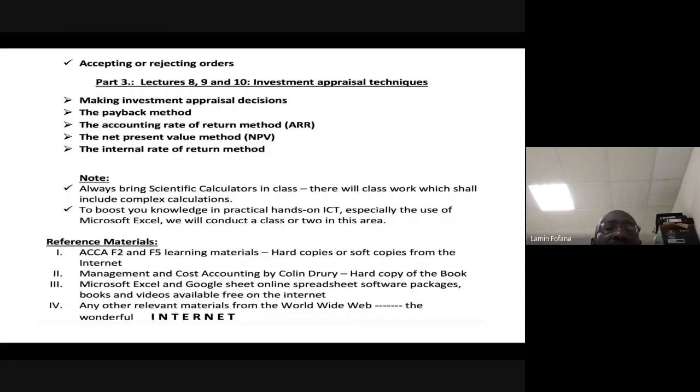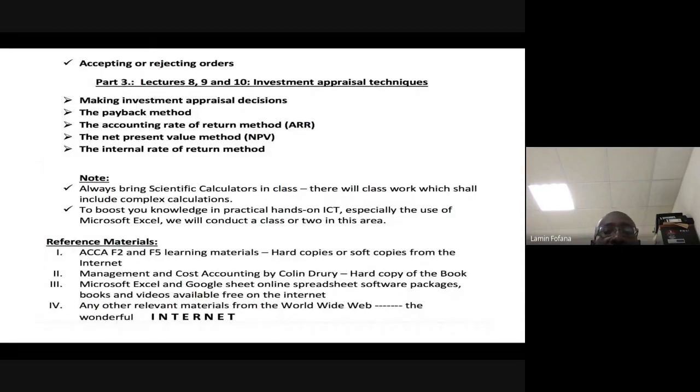Some of the topics we will be looking at under this: the investment appraisal decision technique, what are some of the procedures that we need to follow, and then the methods that we need to use in order to appraise long-term projects, investments that are long-term in nature. So one of the first methods will be the payback period. The payback period is the period it takes for an investment to recover its initial capital outlay.